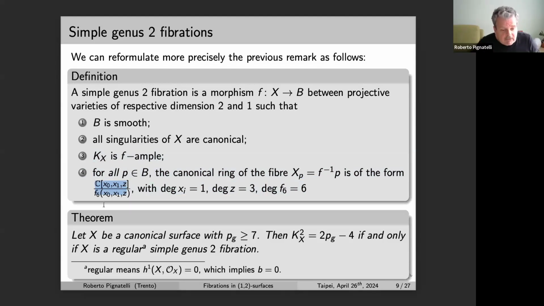And then I wrote it as a theorem, but it is just a remark, we just put together very well-known things from the previous slides. So we can say that by Horikawa's result, so let's say this is a theorem of Horikawa, reformulated in this language, if you have a canonical surface with pg at least 7, there are exceptions for smaller pg, let me insist on it, but if we assume pg bigger or equal to 7, then you have equality in the Noether inequality if and only if X is a regular simple genus 2 fibration, which is a shortcut for saying that there exists a map onto a curve with these properties.